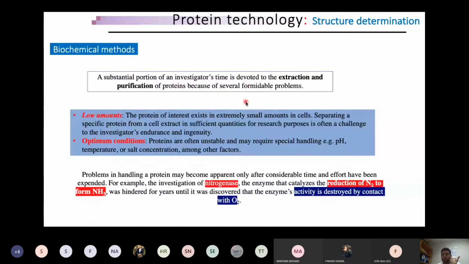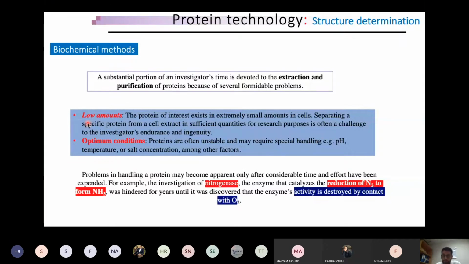Of course, these are not trivial things. There are two fundamental problems associated with this step of protein structure prediction. The first is low amounts of protein. When you talk about a cell, there are thousands of different proteins, roughly about 10,000 proteins in our body, in our cell.